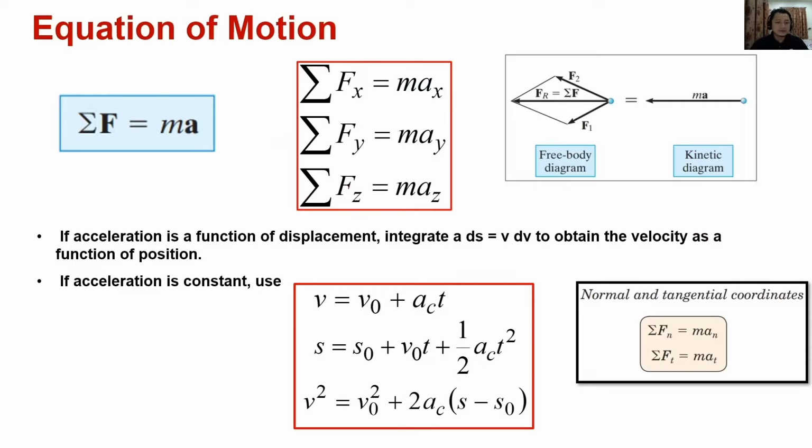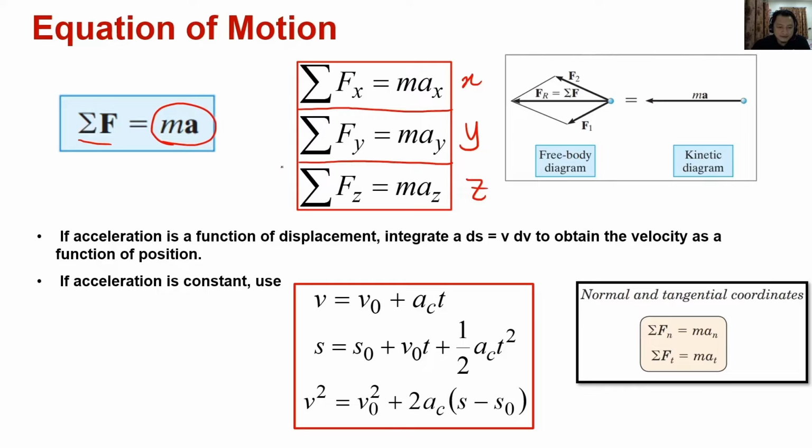For the equation of motion, we'll be learning this one. Summation of forces is equivalent to mass times acceleration. Since we have three axes, you need to consider all the axes: axis X, axis Y, axis Z. So by right, you need to settle summation Fx equals max, summation Fy equals may, and finally summation Fz equals maz.